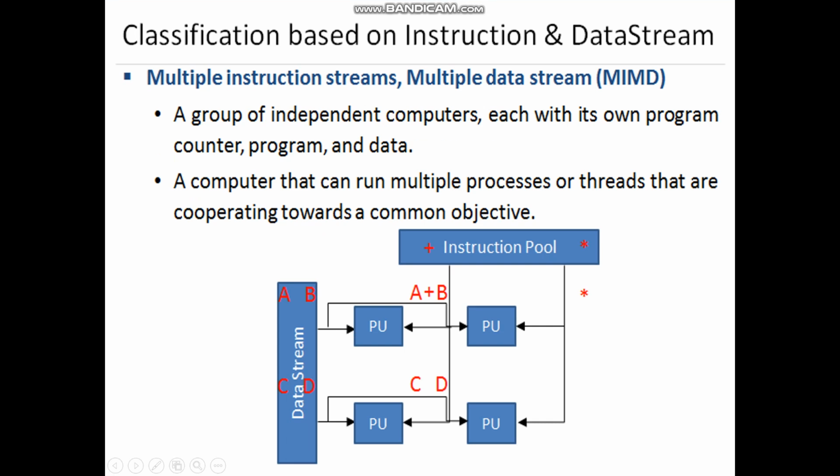The last one is multiple instruction stream and multiple data stream. A group of independent computers, each with its own program counter, program and data is known as multiple instruction stream and multiple data stream. A computer that can run multiple processes or threads that are cooperating towards a common objective. This category has multiple CPUs with multiple sets of programs and multiple sets of data.